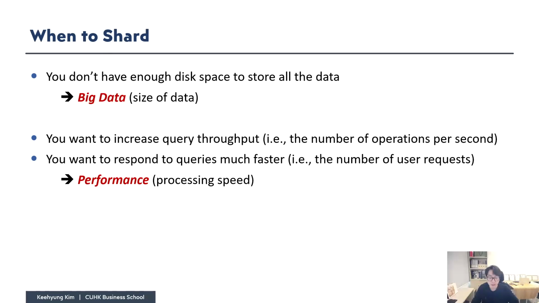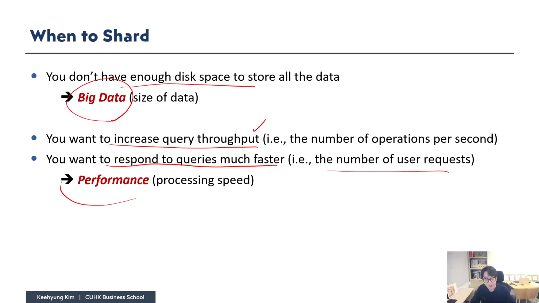So when do we need to use sharding in MongoDB? The first one is quite simple: when we don't have enough disk space to store all the data. So when we have big data, we shard. Also, when we want to increase query throughput and process more operations per second, we can shard and use multiple servers. Also, when you want to respond to queries much faster and handle more requests from users, we can also shard. We can utilize multiple servers. So in case of big data or performance reasons, we can decide to shard.